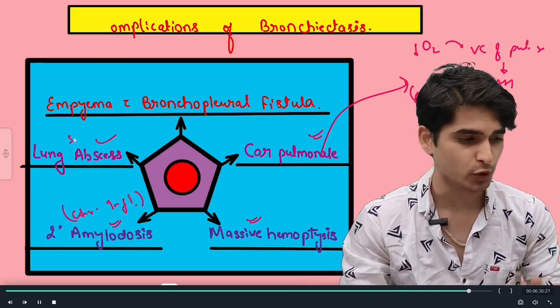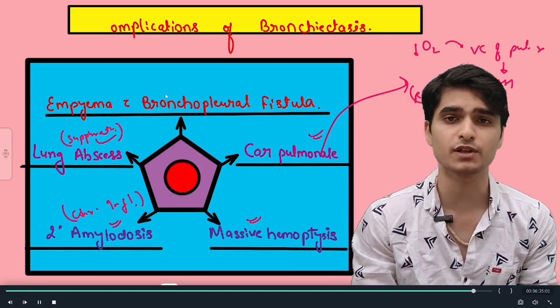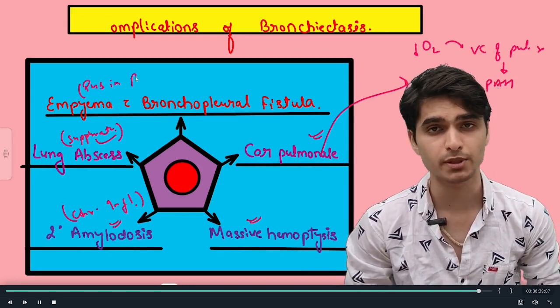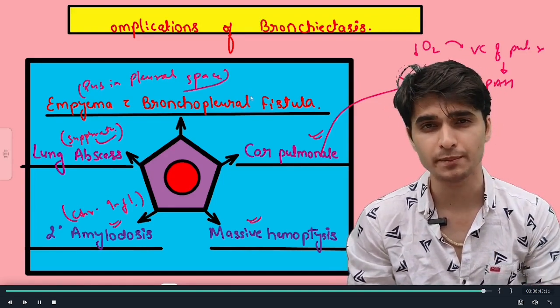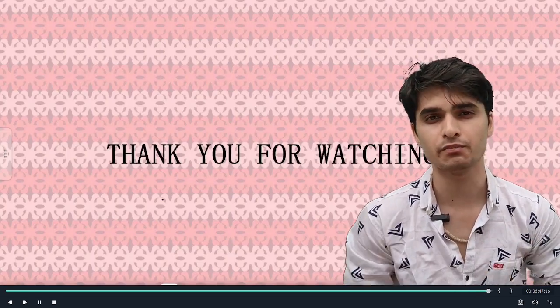followed by lung abscess formation, right, because of the separation and because of the growth of the bacteria, right. And last one is empyema, along with bronchopulmonary fistula, because of the extension of this infected bronchi to the pleura, and hence causing the fistula formation and resulting in the empyema.